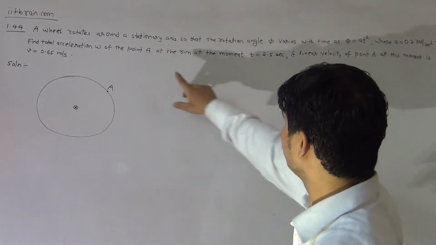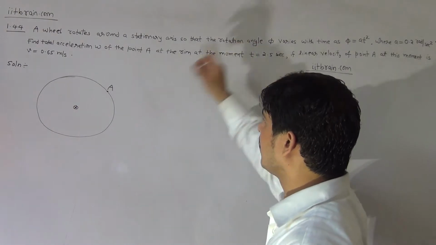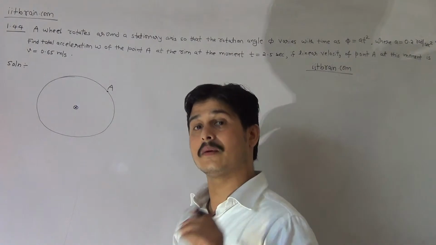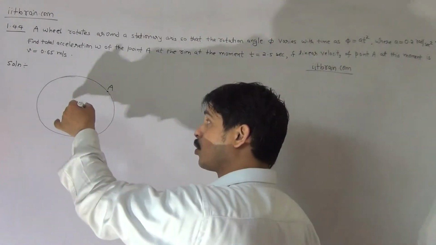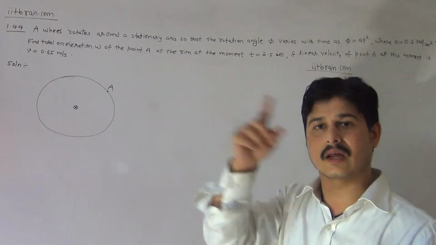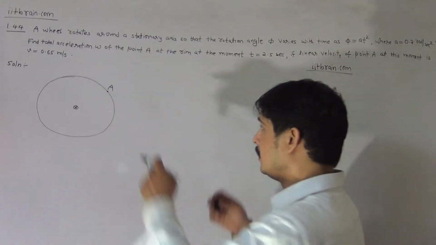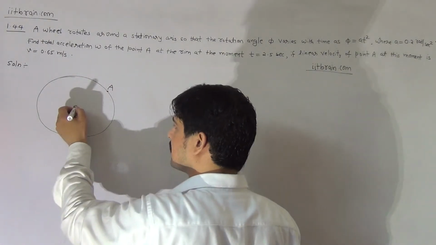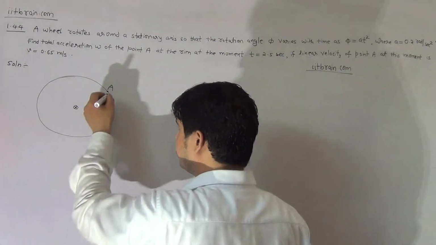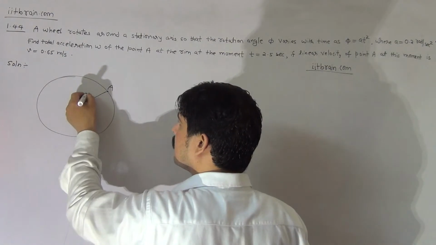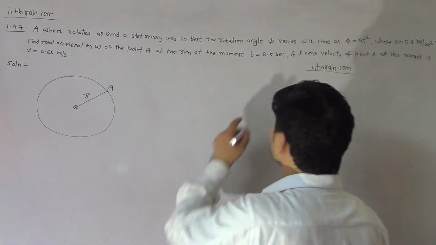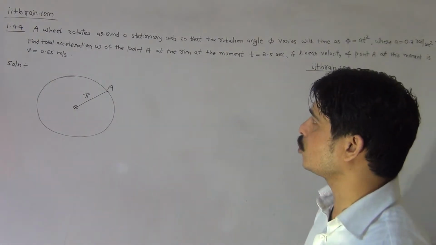According to this problem, for point A at the rim, this is a point on the circumference of the cylinder, and the cylinder is rotating around a fixed axis. So definitely when it rotates, point A will create a circular path. The path of A is circular and its center is the axis about which the wheel is pivoted. The value of the radius is unknown. At a particular moment, 2.5 seconds, we have to calculate the total acceleration.